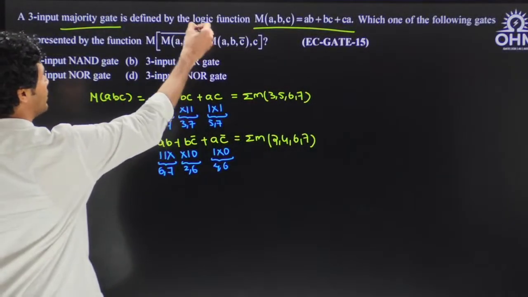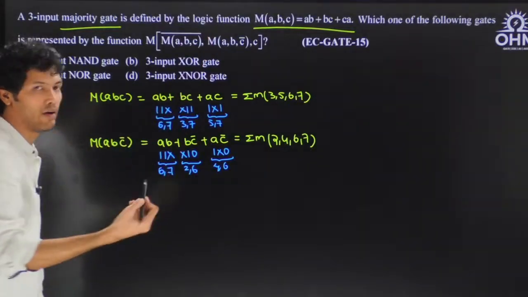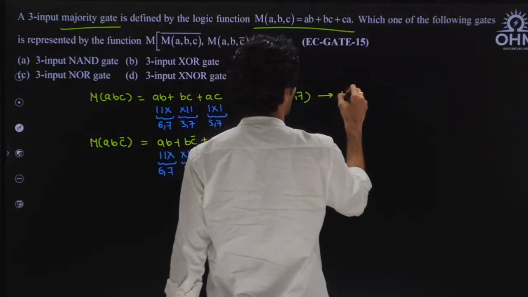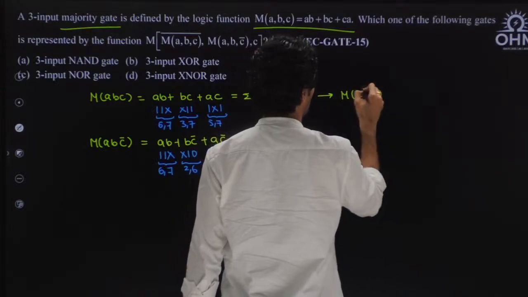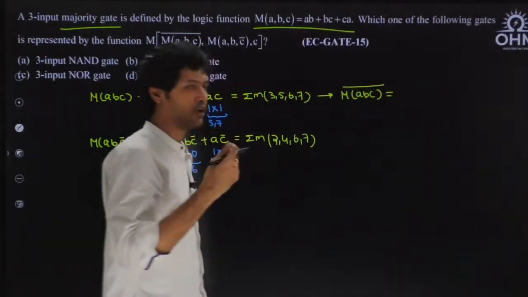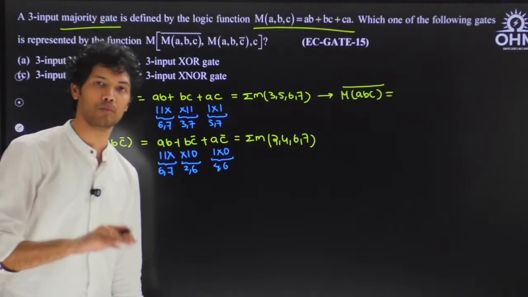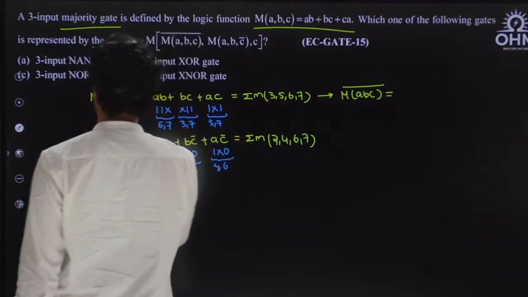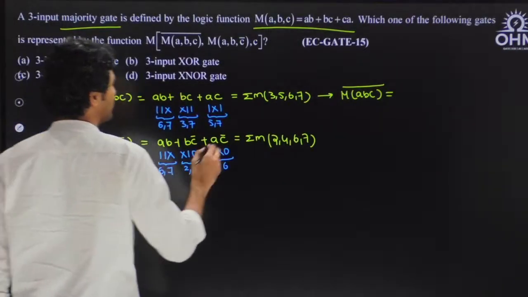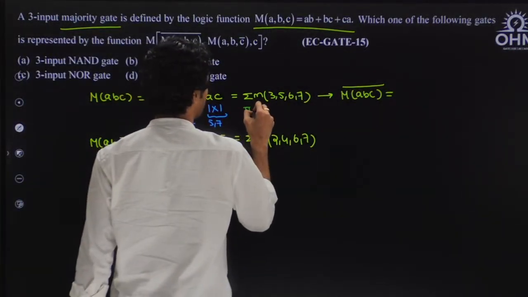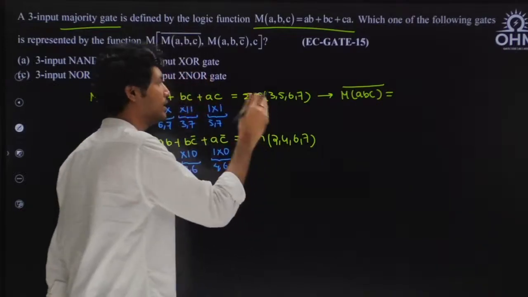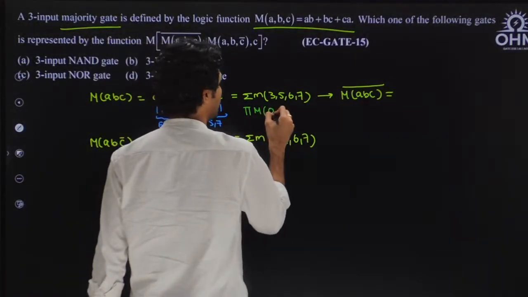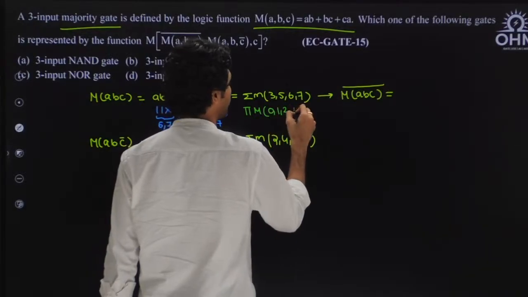Here I have M of ABC whole bar. So I have to complement. So if this is M of ABC, what is M of ABC whole bar? Whenever you take complement, minterms become maxterms and maxterms become minterms. So for this function, what is the list of maxterms? The list of maxterms is the product of maxterms, everything apart from 3, 5, 6, 7. Apart from 3, 5, 6, 7, we have 0, 1, 2, and then 4.